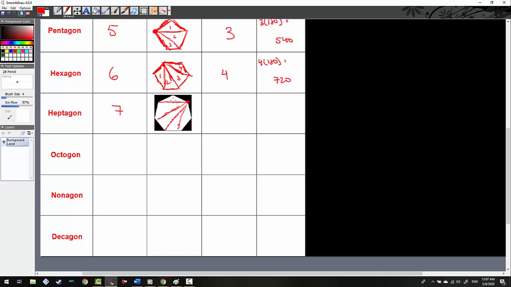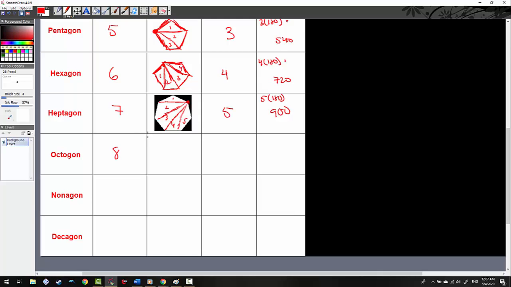So we'll count how many triangles that produces. It's going to be 1, 2, 3, 4, 5. 5 total triangles, giving me a grand sum of 900 degrees. And again, that's because I've got 5 times 180.